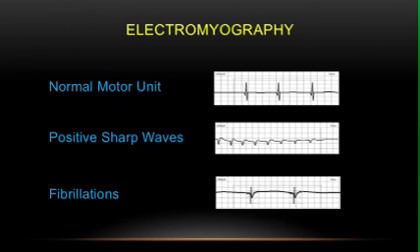fibrillation potentials. This would be a normal motor unit when the person is activating their muscle, and at rest it should be completely silent. This will be a complete flat line. But once at rest we start seeing positive sharp waves like this and fibrillations like this, we know that there's some kind of axonal injury. There are some denervation potentials going on.